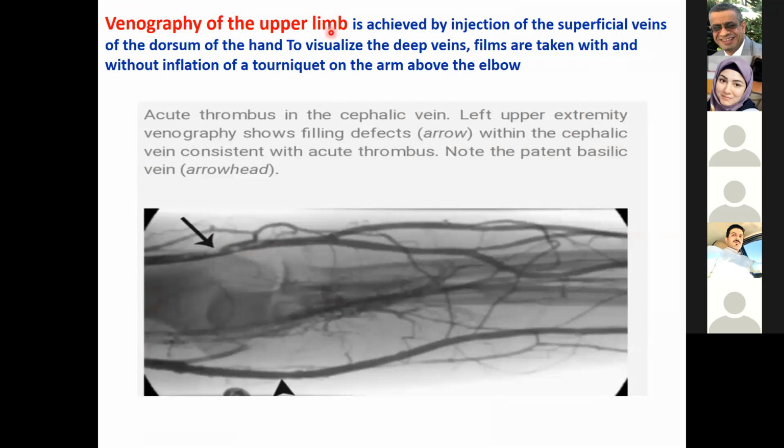This is venography of the upper limb. Venography of the upper limb is achieved by injection of the superficial veins of the dorsum of the hand. To visualize the deep veins, films are taken with or without inflation of a tourniquet on the arm above the elbow. This upper extremity venography shows a filling defect within the cephalic vein consistent with acute thrombus, but also shows a patent basilic vein.